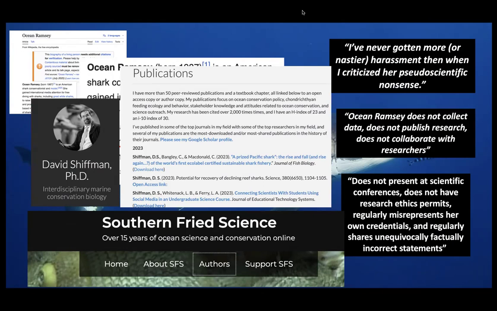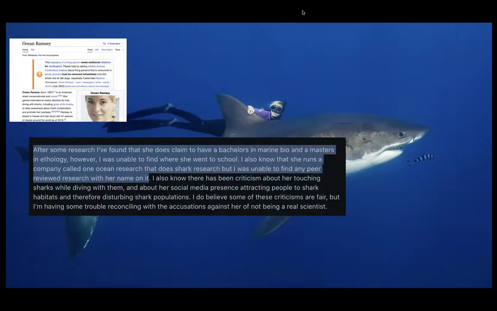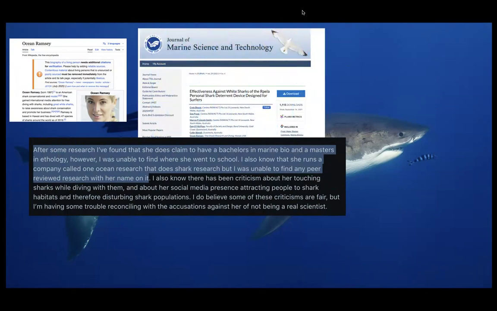So now we have another perspective. And this is not a good one, it's a critical one. So whether we like Ocean Ramsey or not, because I chose this topic, I need to explore also the dark sides of it. Even more, some people say basically they couldn't find any academic title for her.